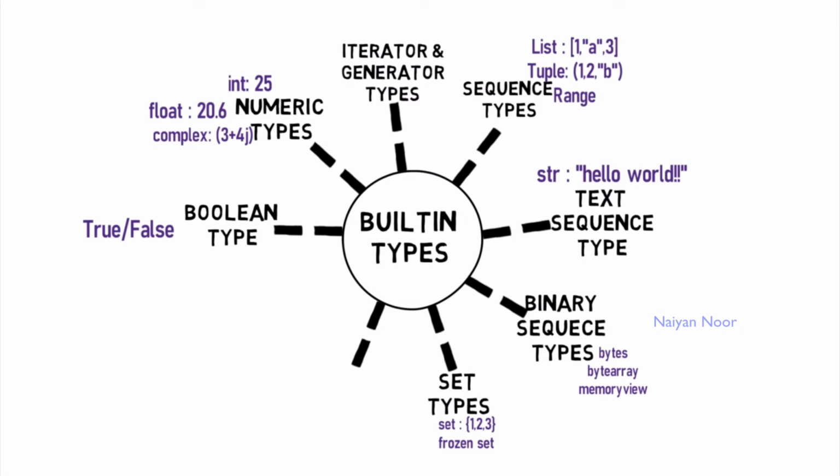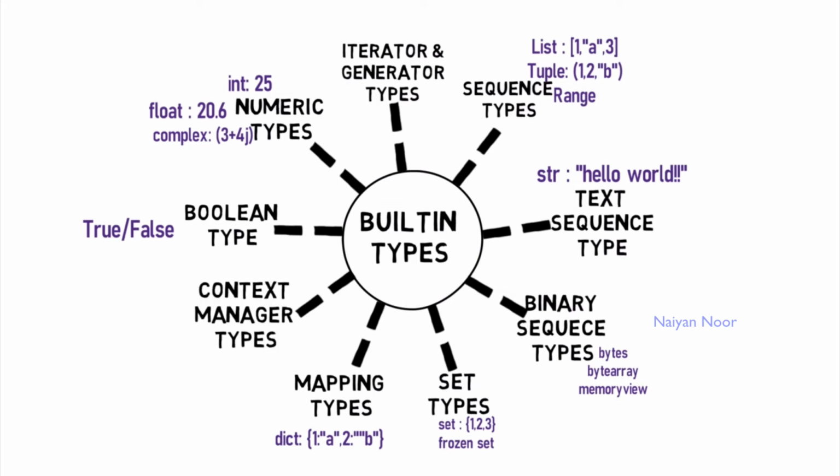Then we have mapping types, which includes the dictionary data type. And finally we have the context manager types. We will be discussing more about all these data types in detail in the upcoming tutorial videos.